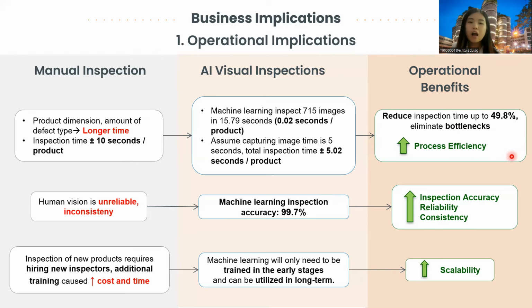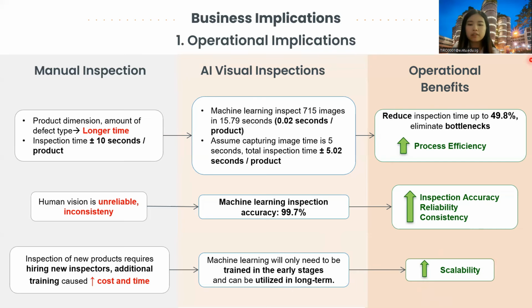On top of that, our team has developed machine learning with 99.7% accuracy, which is higher than human vision. Therefore, this can increase inspection accuracy, reliability, and consistency. Furthermore, for new product, machine learning will only need training in early stage and can be utilized in long term. Hence, it has high scalability.